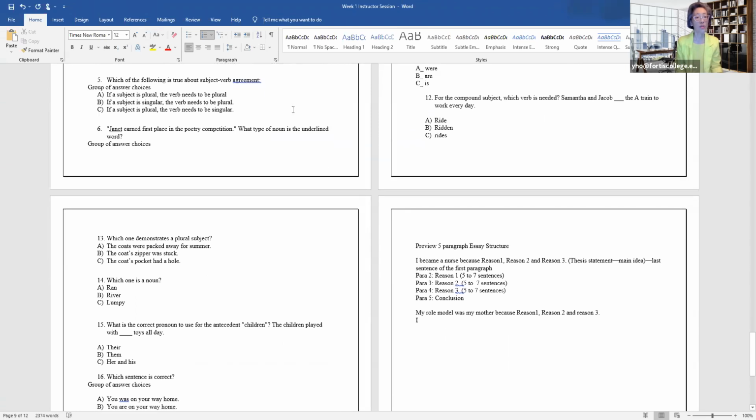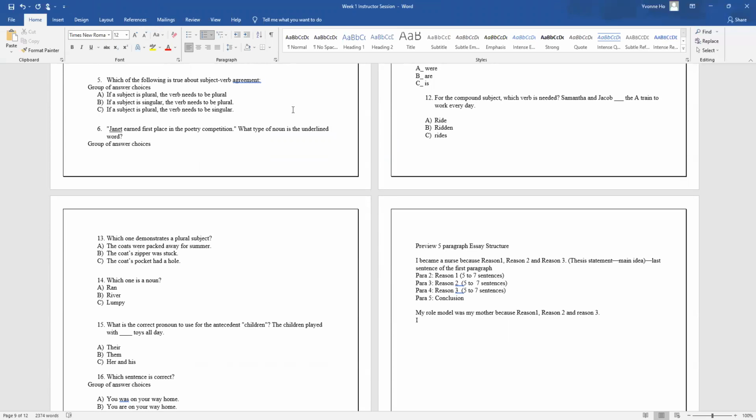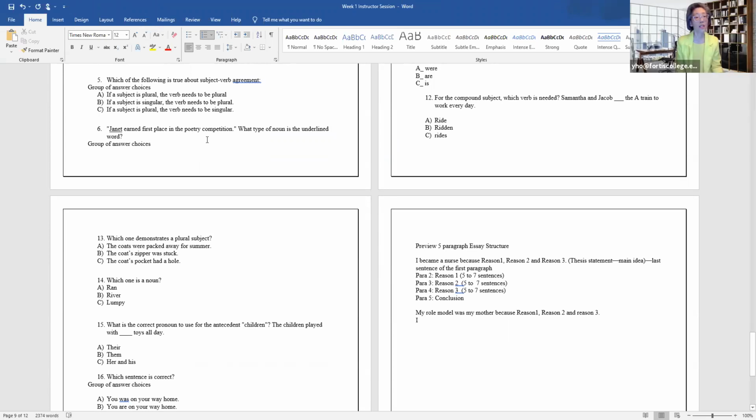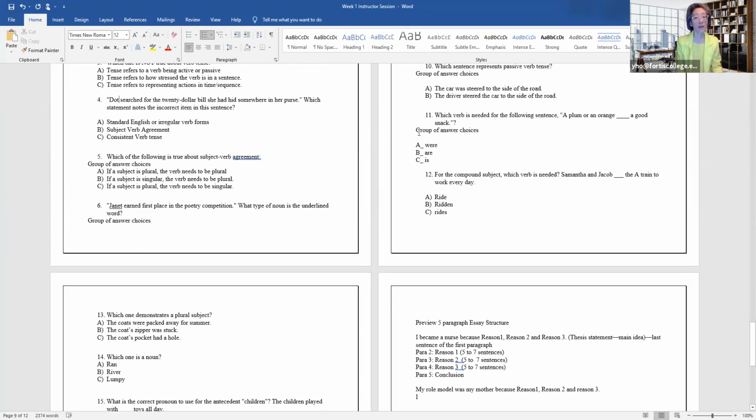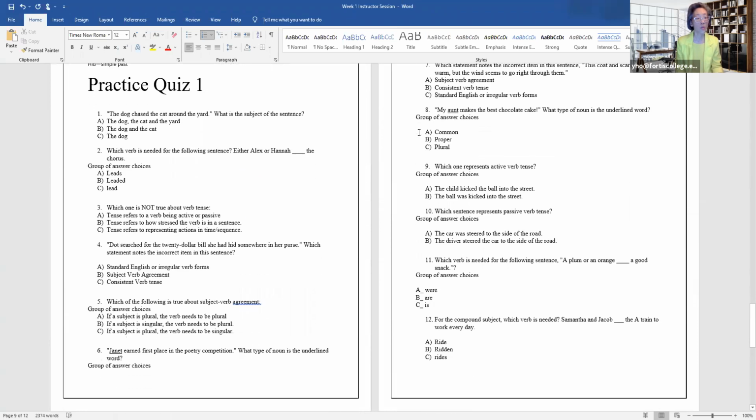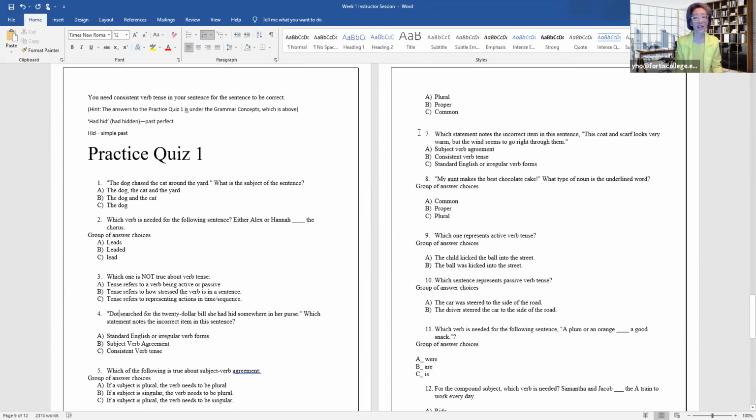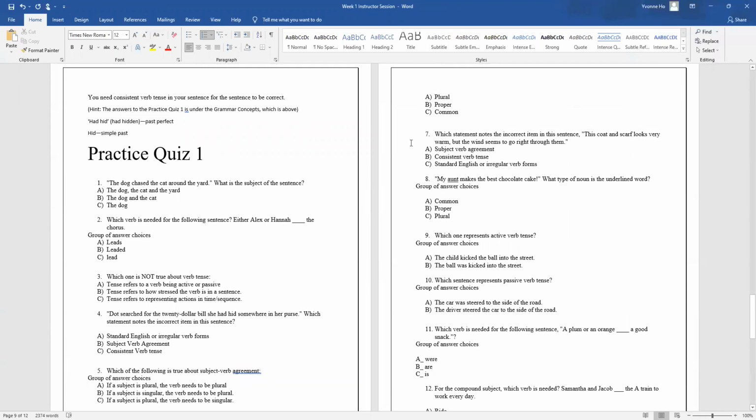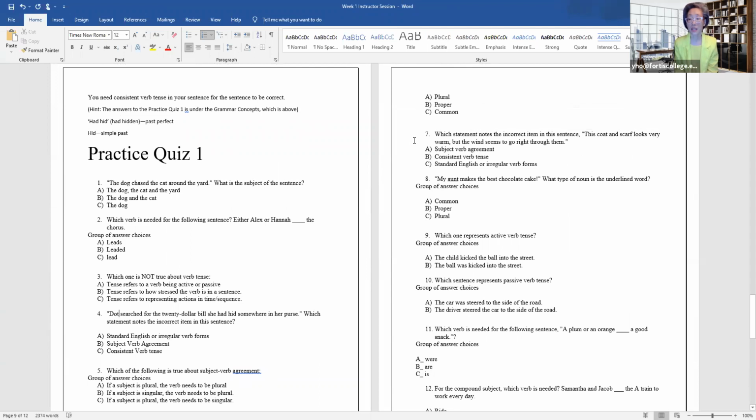Which of the following is true about subject-verb agreement? Kayla, A, B, or C? A. Excellent. Janet earned first place in the poetry competition. What type of noun is the underlined word? So Janet, got to remember, is that a plural, proper, or common noun? Proper. Proper noun.